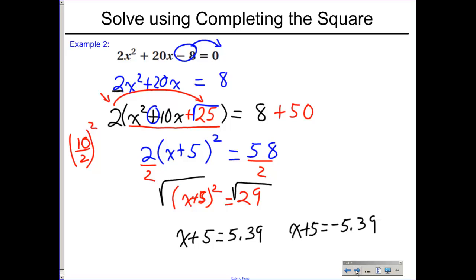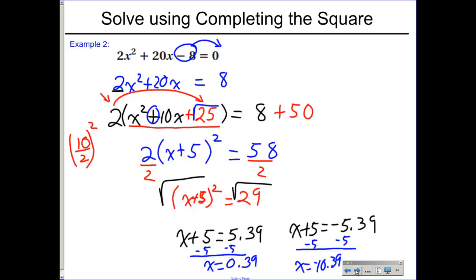Solve for x, subtract 5 from both sides, and x equals 0.39.